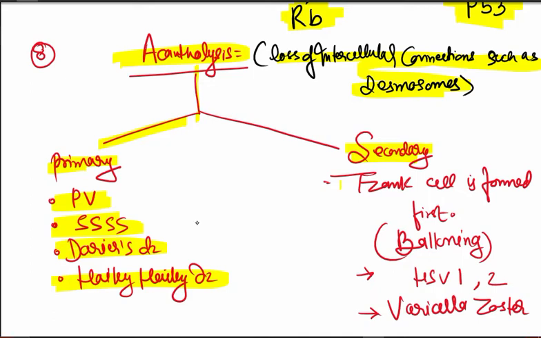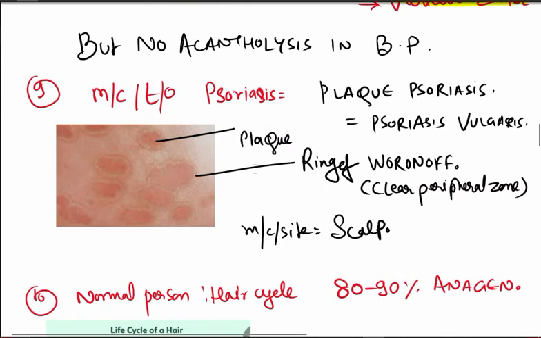Secondary is where the Tzanck cell is formed first in this condition. This is usually in infections like varicella zoster and HSV 1 and 2. Ballooning is present here. But in bullous pemphigoid, BP, there is no acantholysis. Acantholysis is not present in BP, bullous pemphigoid.